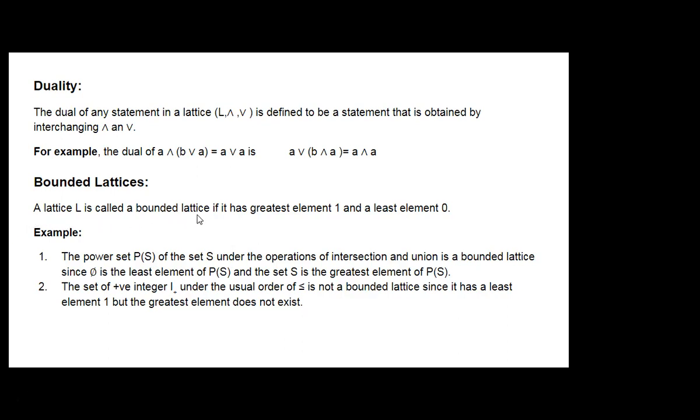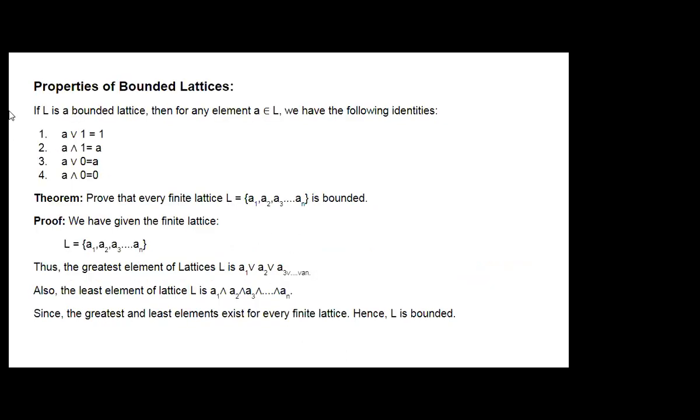Then a lattice L is called a bounded lattice if it has the greatest element 1 and the least element 0. Bounded means what? The lattice has one greatest lower bound and one least upper bound. If that least upper bound is 1 and the greatest lower bound is 0, then that lattice is known as a bounded lattice. Here a power set example is given.